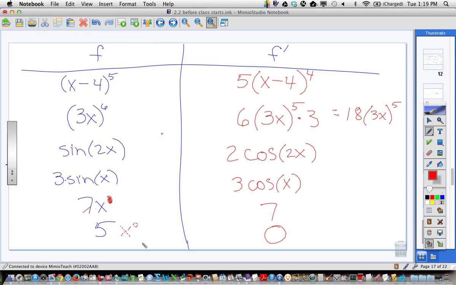Okay, 5 is the same as 5x to the 0, right? So now do the power rule. You bring the 0 down in front, and of course 0 times 5, that's going to wipe out everything. So it's just going to be 0. So it fits the power rule, but what you want to think of is, hey, it's just a constant. The derivative of a constant is 0. Okay? Let's look at a few more.